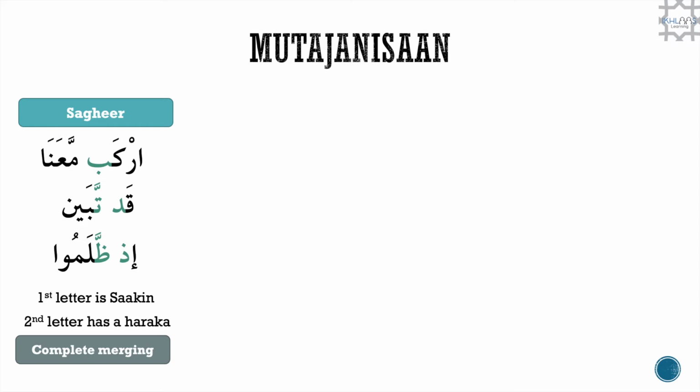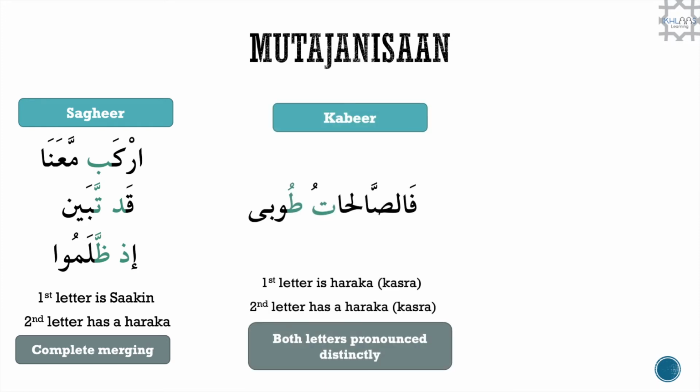An example of idgham mutajanisaan kabir. Here, as we remember, for kabir, it's when the first letter has a haraka and the second letter also has a haraka. Here both the letters have to be pronounced distinctly. So you can see here the letter ta and the letter to. The letter ta has the dhamma and the letter to has a dhamma. We're going to read them both distinctly. فَالصَّالِحَاتُ طُوبًا. So this is known as idgham mutajanisaan kabir.